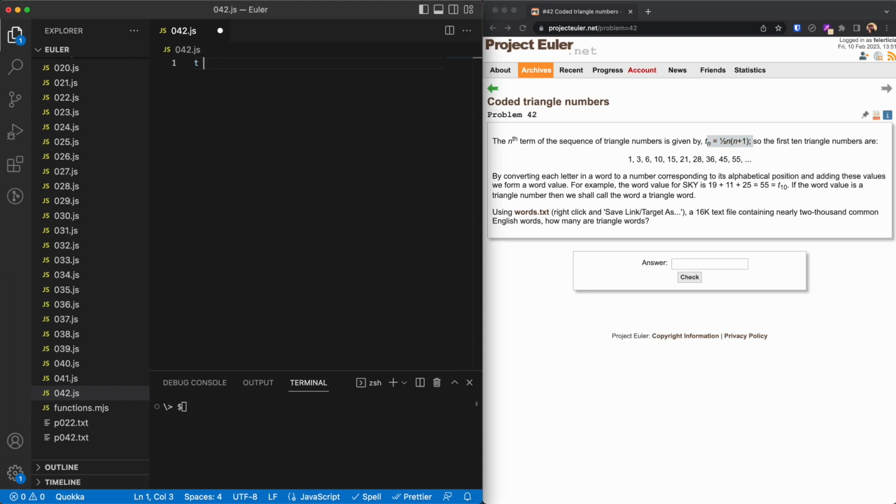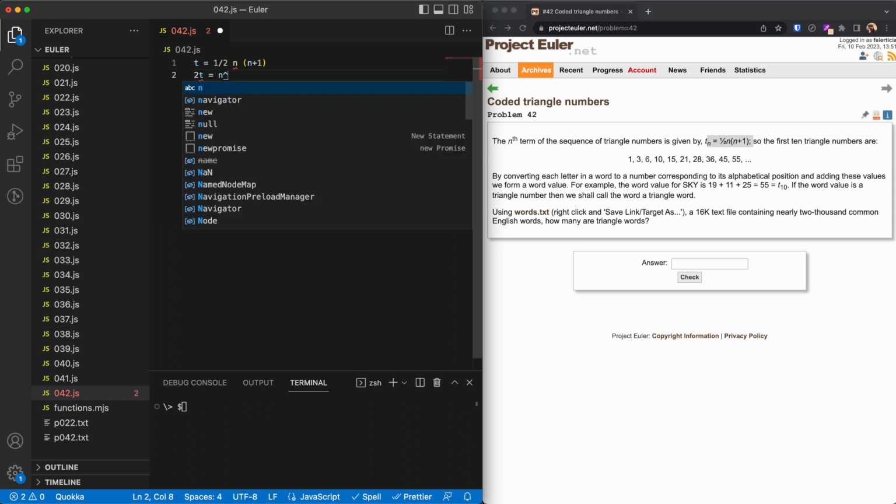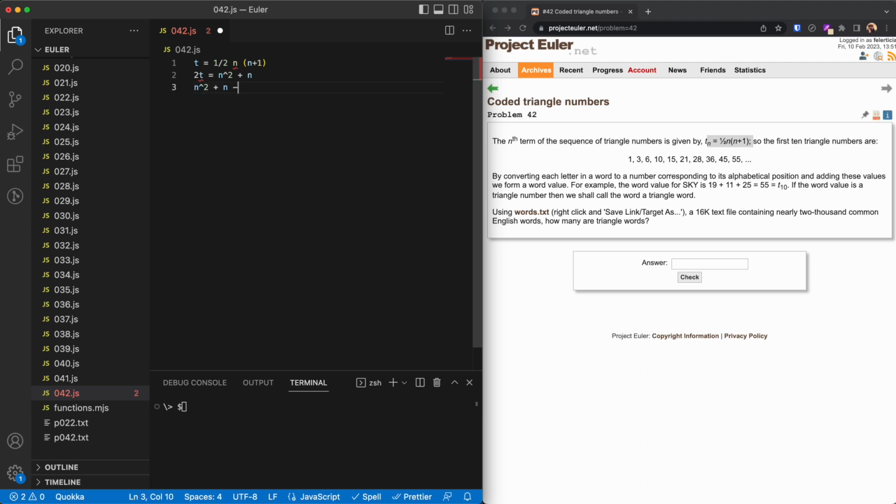So we have t, let's say t is 1/2 of n times n plus 1. Then we would multiply both parts by 2 and do the multiplication here. So we would have 2t equals n squared plus n. We bring 2t to the right part and we get n squared plus n minus 2t equals 0. And t is our known value, and we need to find the n. So we could use the delta formula.